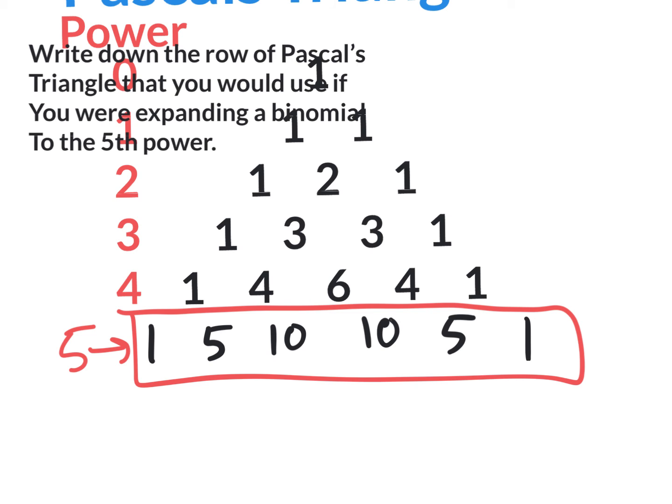Question? So once again, to get to your next row, you simply add your numbers. The 1 and the 4, add them, you get 5. The 4 and the 6, add them, you get 10. 6 and the 4, add them, you get 10. 4 and the 1, add them, you get 5. Put ones on the outside again.